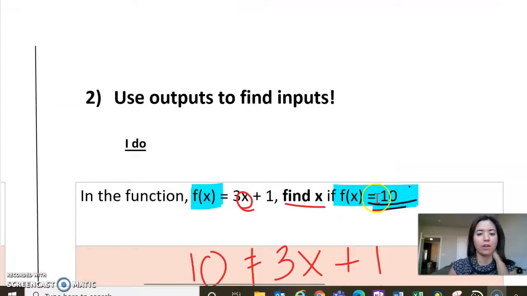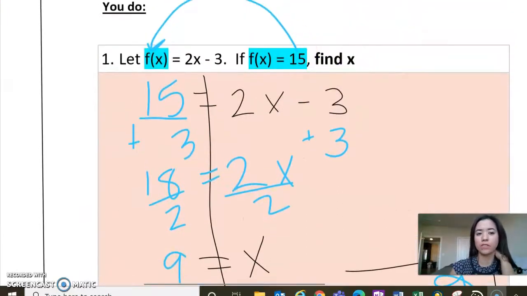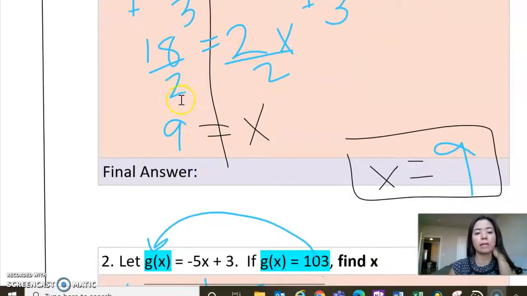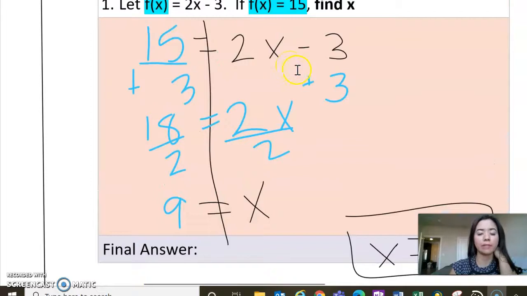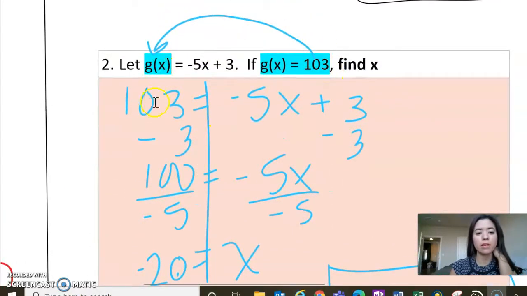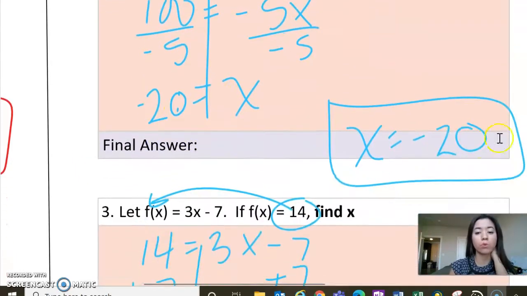All right. So the first one, we take 15 and we plug it in as our output. 15 equals 2x minus 3. Add 3 to both sides, divide by 2, and you get 9. The next one, plug in 103 as our output. Start by subtracting 3 from both sides. 100 equals negative 5x. Divide both sides by negative 5 and we get negative 20.